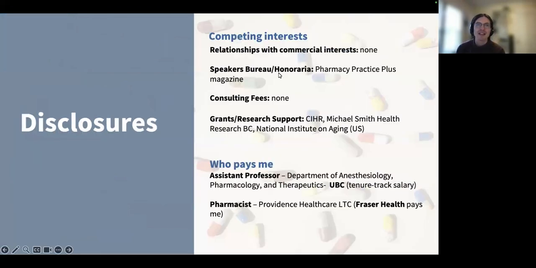I don't have any interests with commercial entities. I receive an honoraria for writing an article in Pharmacy Practice Plus magazine, and I have some research and grant support from the different organizations listed up here on the slide. And my salary is paid by UBC and Fraser Health.